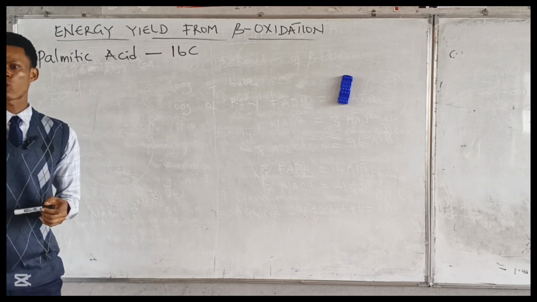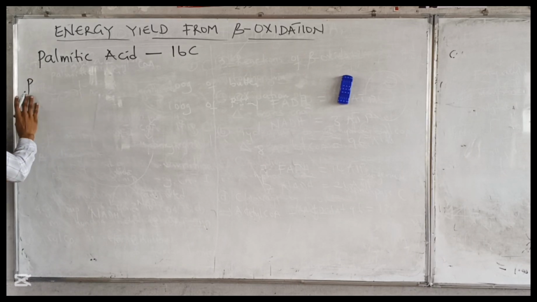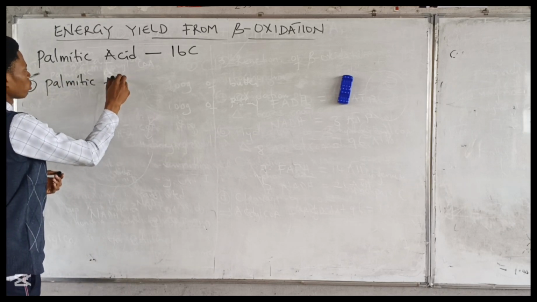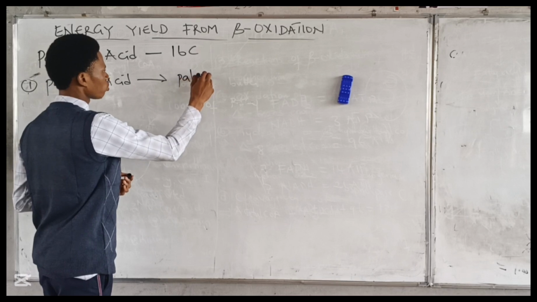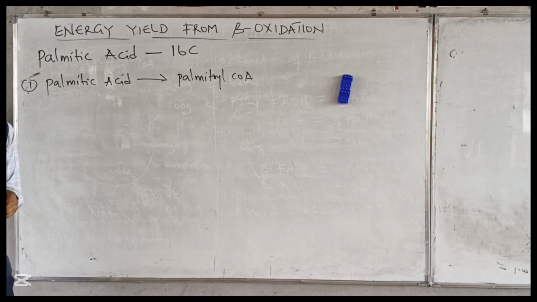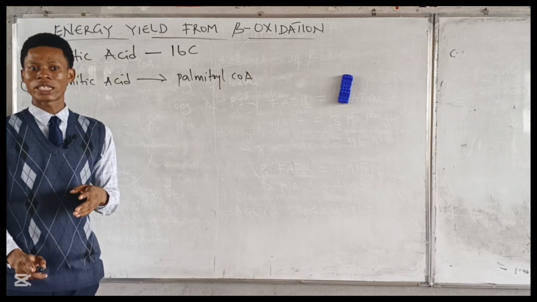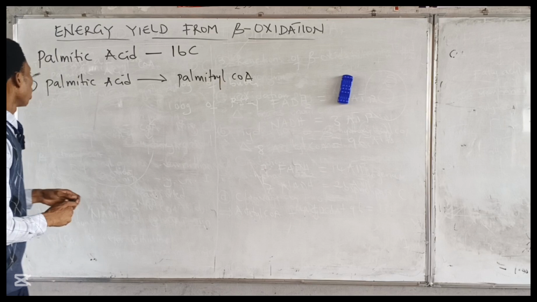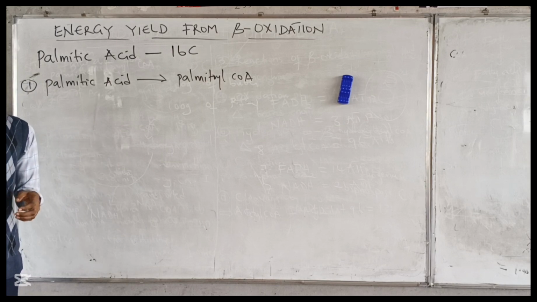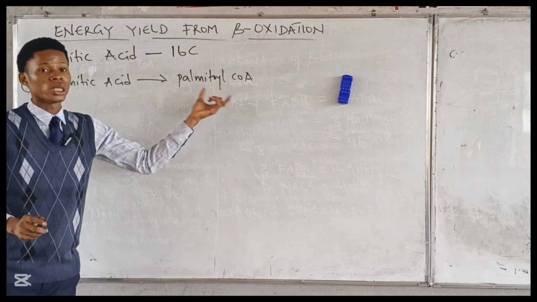Now, if we want to break down this palmitic acid, you agree with me that the first step will be activation of palmitic acid. Activation of palmitic acid to what? Palmitoyl-CoA. So let's look at the process before we see the energy yield. Palmitoyl-CoA will now be transported from the cytosol into the mitochondria, right? Using carnitine transport. Once the palmitoyl-CoA gets into the mitochondria, the carnitine will leave it, right?